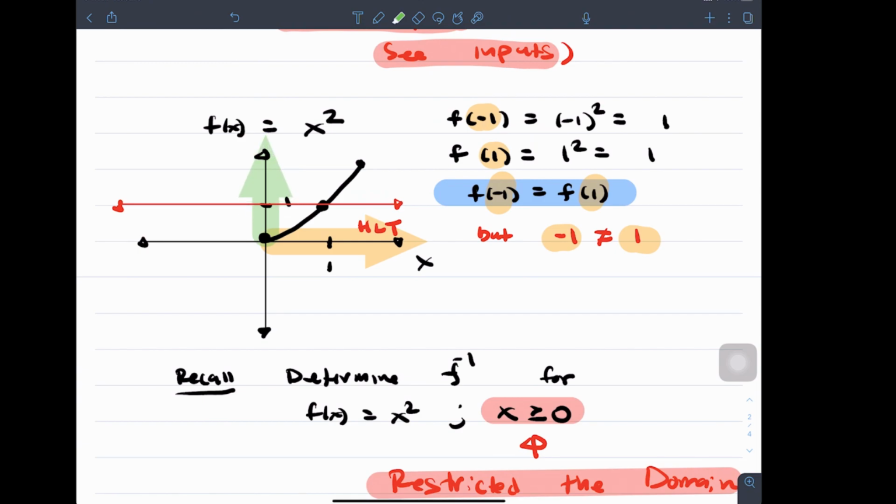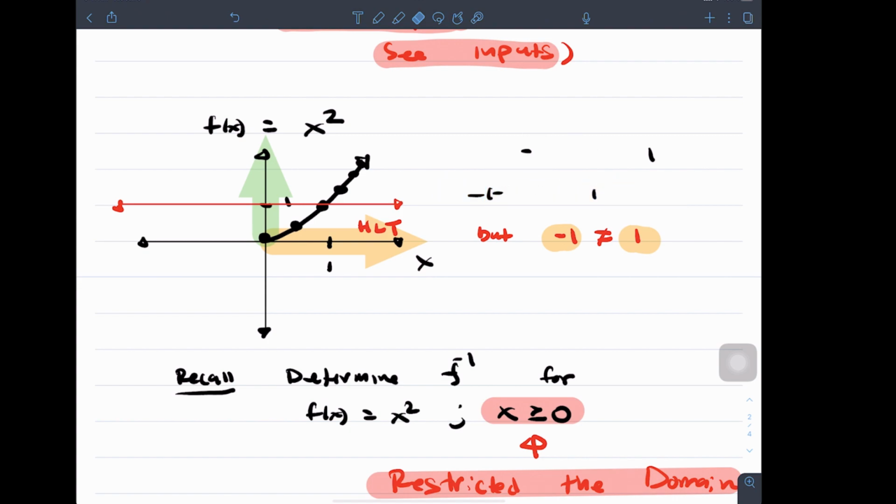The effect is every input, if it's positive or even 0, will give you 1 output, not 2. And so it satisfies the definition because this doesn't even apply anymore. It passes the horizontal line test. It hits the curve exactly in one spot.